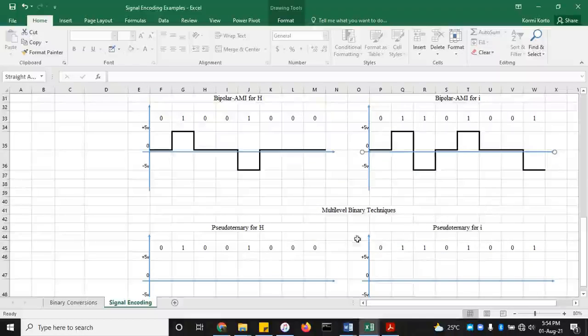Okay. Now the second scheme under the multi-level is the pseudoternary. So now let's go through that. The rule for the pseudoternary is more or less the exact opposite of the bipolar. In this case, the off state bits are the ones that you need to alternate, and the on state bits are the ones that need to stay at level voltage pulse, or 0 volts.